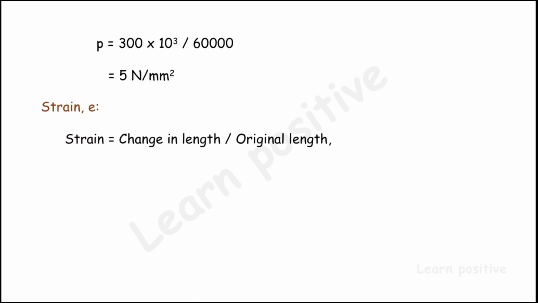The formula of strain is change in length divided by original length. So e equal to del L by L. We know the value of change in length and also the original length. Now I am going to substitute that. The value of change in length is 1.5 and the original length is 3000. By dividing this we get 0.0005, that is the value of strain.